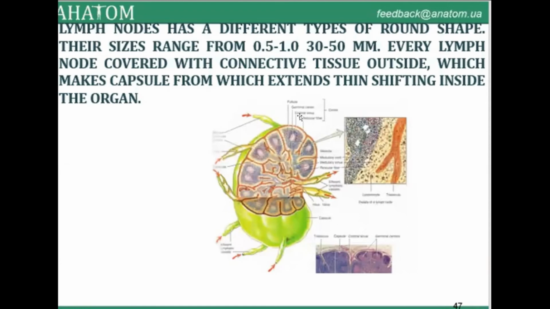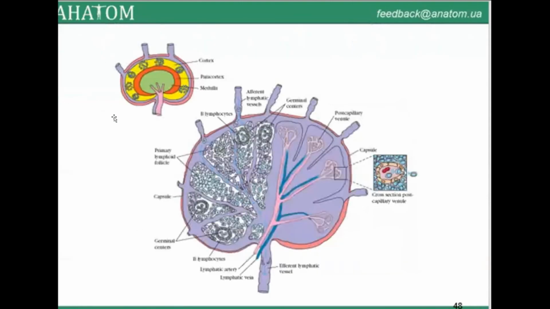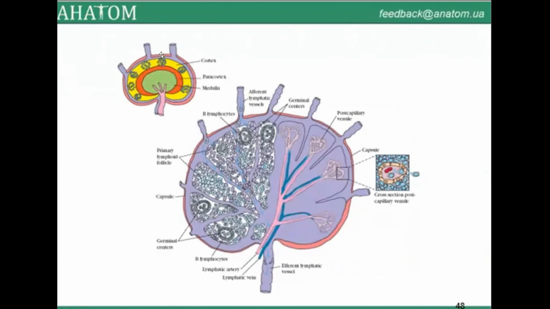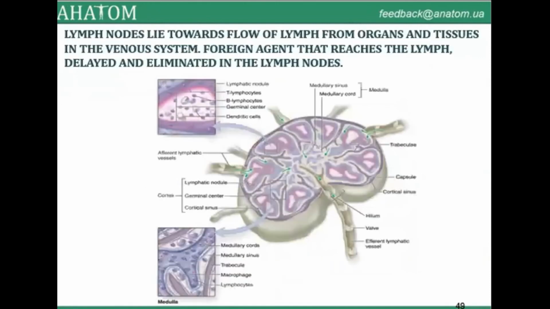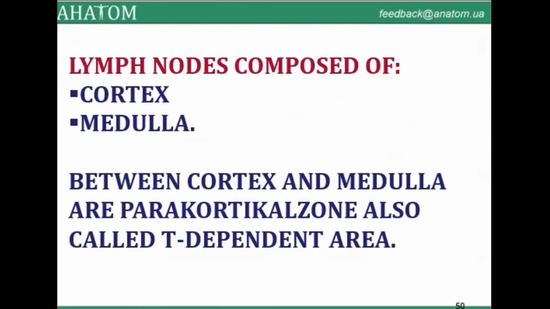Under the capsule of lymph nodes a big portion of lymphoid nodules is located, and in the schematic you can see the capsule. Next is the cortex, paracortex, and medulla in the internal structure. Lymph nodes lie along the flow of lymph from organs and tissues to the venous system. A foreign agent that reaches the lymph is delayed and eliminated in the lymph nodes. Between the cortex and medulla is the paracortical zone, also called the T-dependent area.